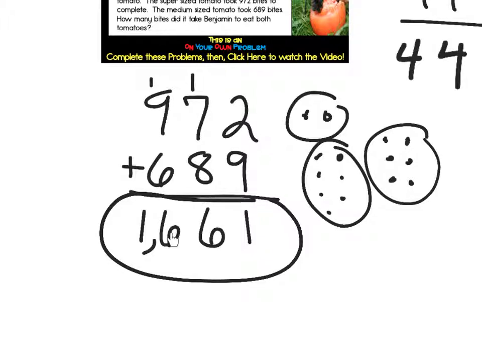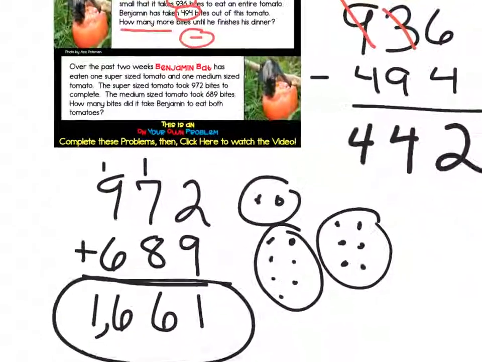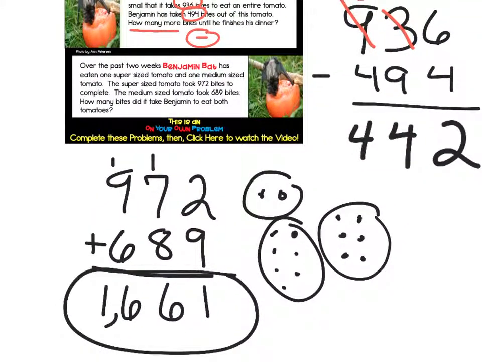1,661 bites. That's how many he took to eat both the large and the medium-sized tomato.